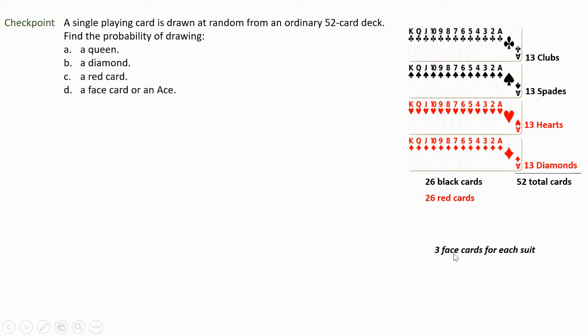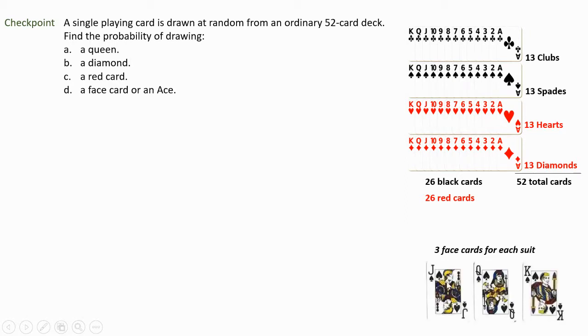And now, what are face cards? Face cards are the ones that show a face, right? So every suit has 3 face cards, which is the Jack, Queen, and King. So they're all here, right? So there's going to be a total of 12 face cards.